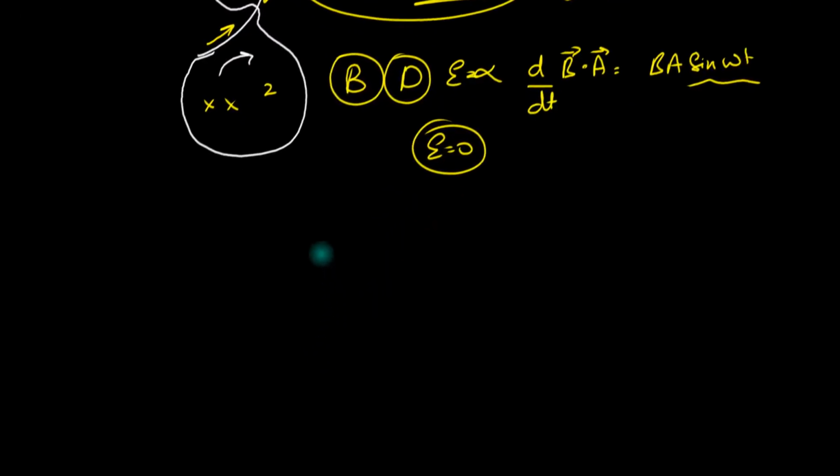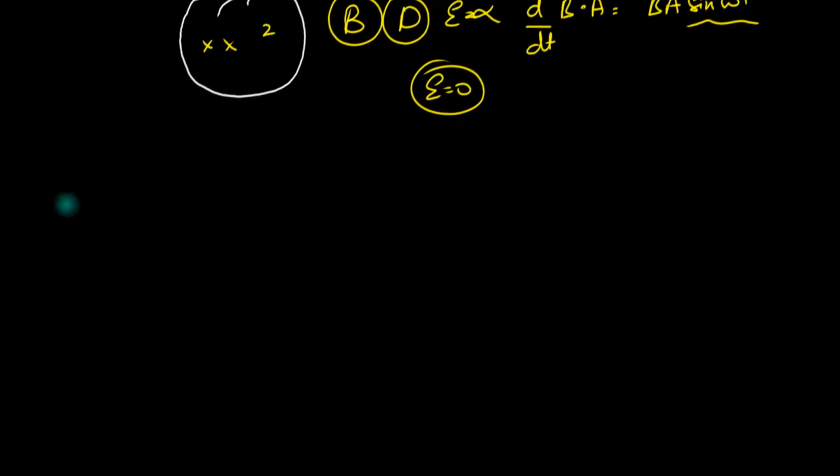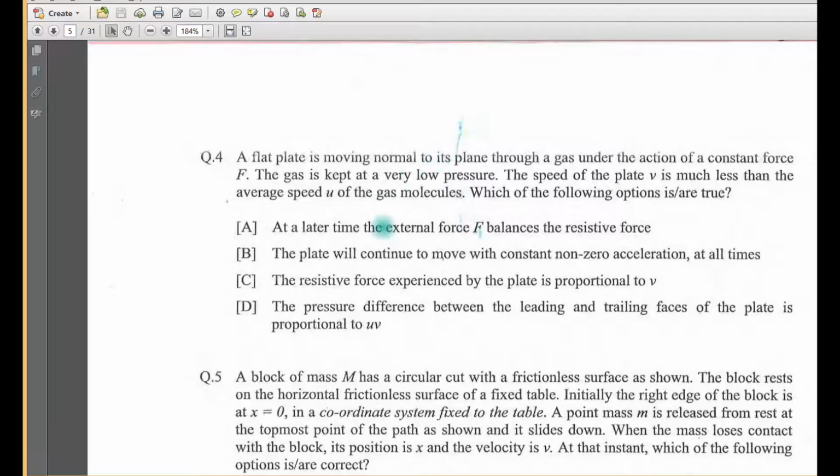Okay, let's go to question number 4. A flat plate is moving normal to its plane through a gas under the action of a constant force F. The gas is kept at a very low pressure. I think the low pressure stands for ideal gas. The moment you look at the problem, try to analyze it. The speed of the plate v is much less than the average speed u of the gas molecules. That's going to be useful in approximations, I hope.